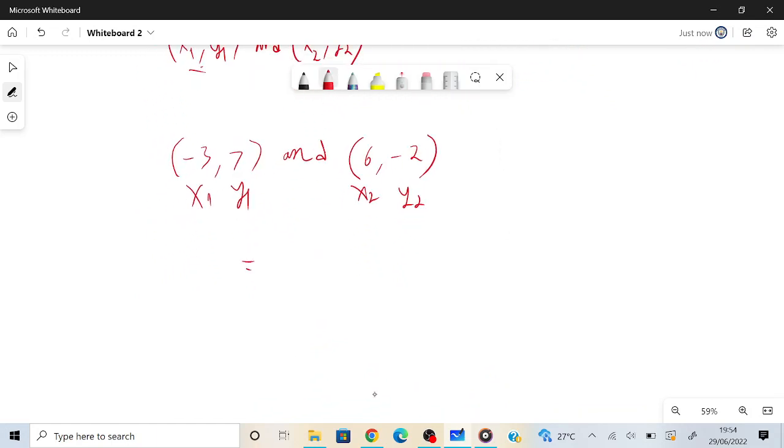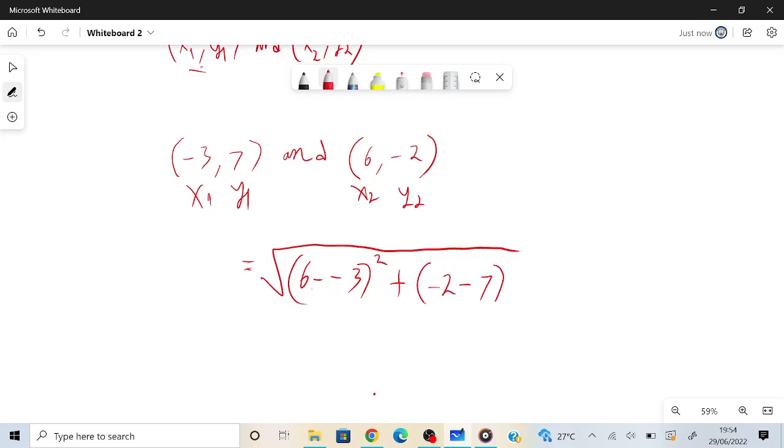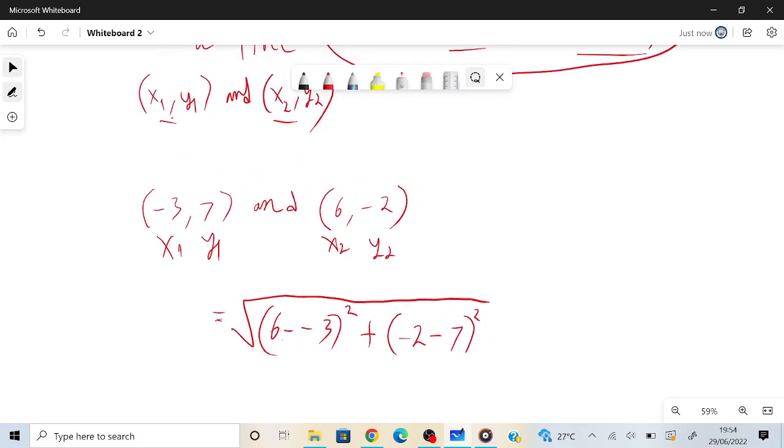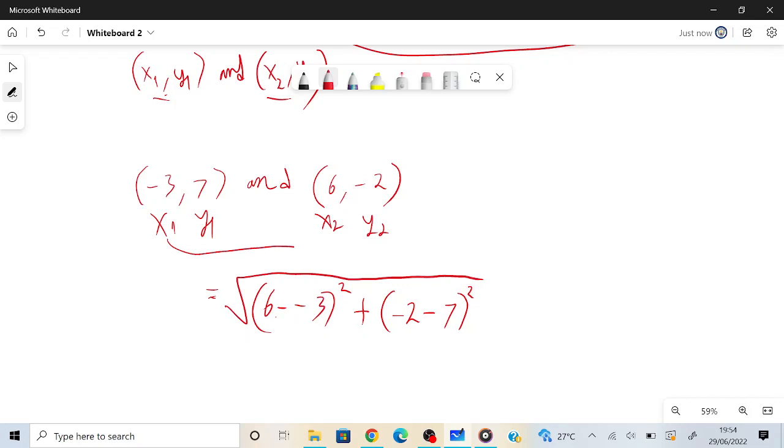So this will now become the square root of (6 minus 3) squared plus (-2 minus 7) squared. Now if you take a look, all I did is substitute the values. So x1 went over here, x2 went here, because you are subtracting x1 from x2, and then similarly you're subtracting y1, which is here, from y2, which is here.